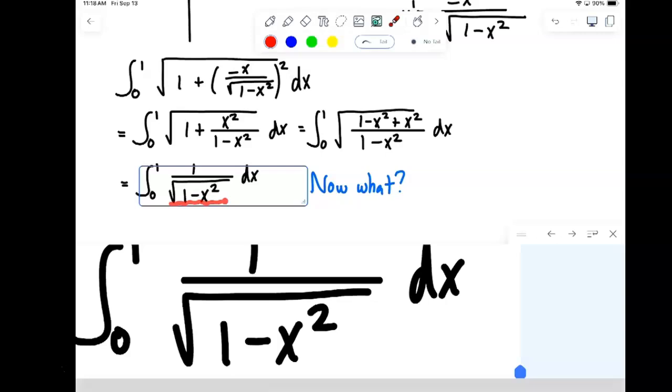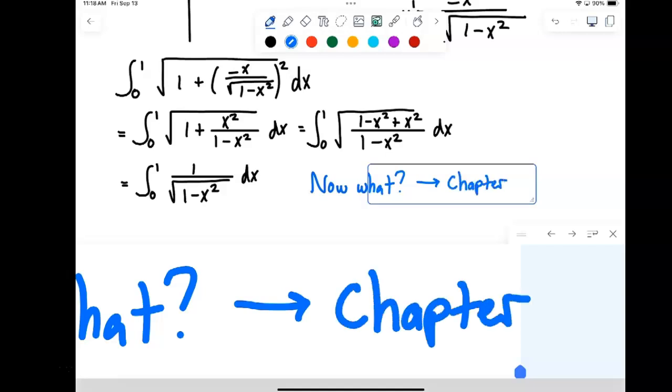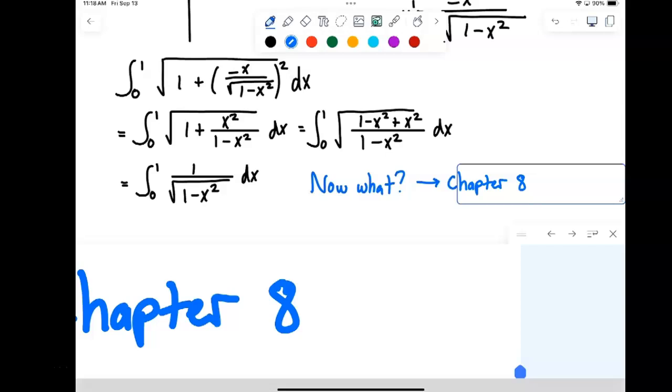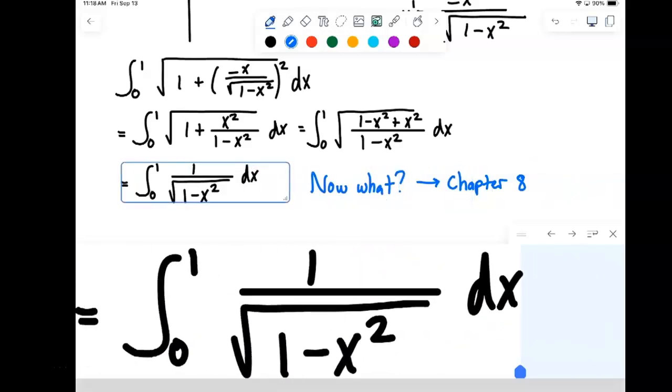Her porridge was too cold. It didn't have enough heat. It was deficient. We don't have enough to carry the substitution through. Well, eventually we're going to have an answer to this thing, which is going to come up in chapter 8. That's a little disheartening. So what do we do now? Do we just stop this problem? Why'd you give me a problem that just stops and now I can't do it?